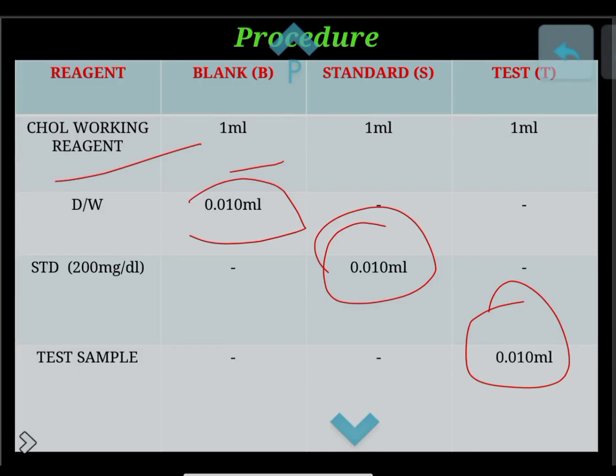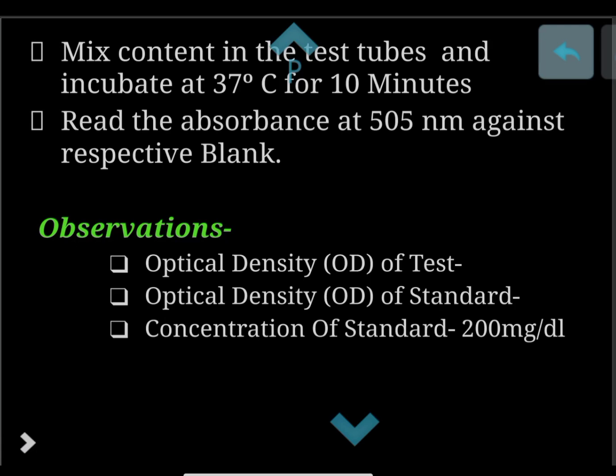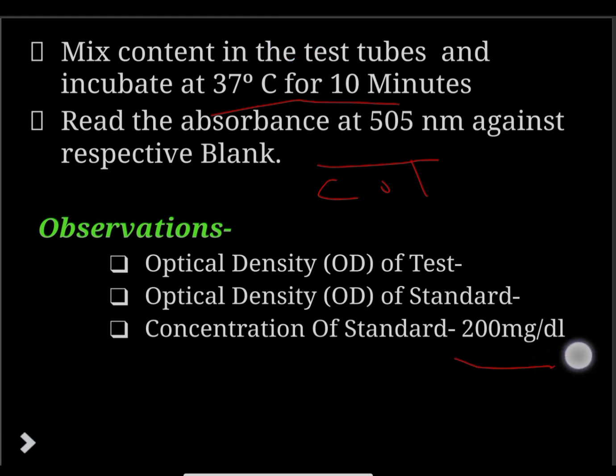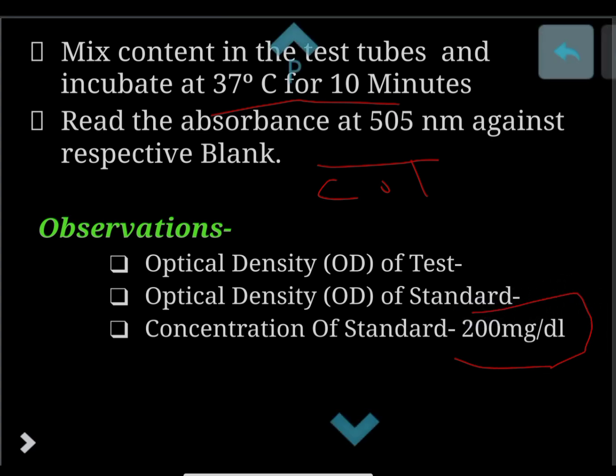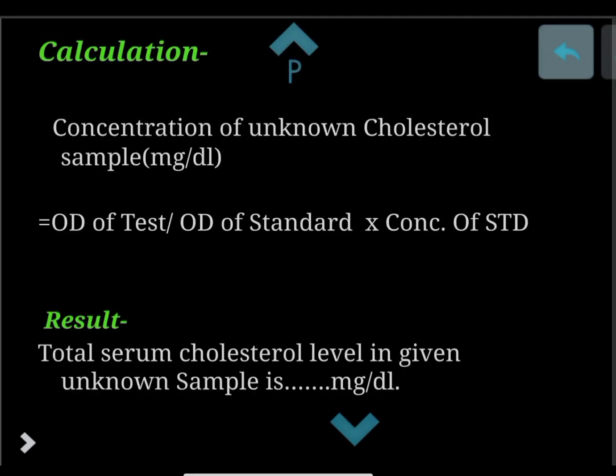Okay. So next we have to incubate it at 37 degrees Celsius for 10 minutes, and the absorbance is taken at 505 nanometer against the respective blank in the colorimeter. So next we have to do the calculation. We note down the optical density of test, the optical density of standard, and the concentration of standard, that is 200 mg per dL. Then we do the calculation and finally define the result.